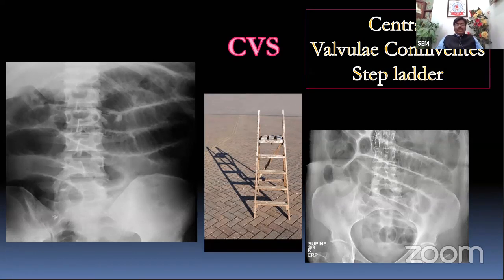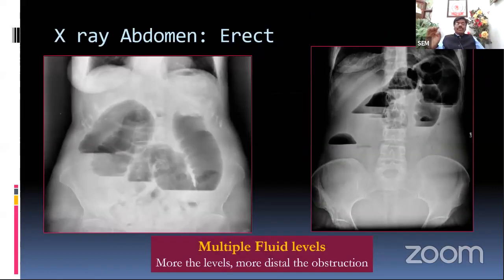So when anybody asks you what are the classical 3 radiological appearances in supine abdominal small bowel obstruction: dilated bowel in central location, presence of mucosal folds, otherwise called valvulae conniventes, and step ladder pattern. Good. Next, what about erect?